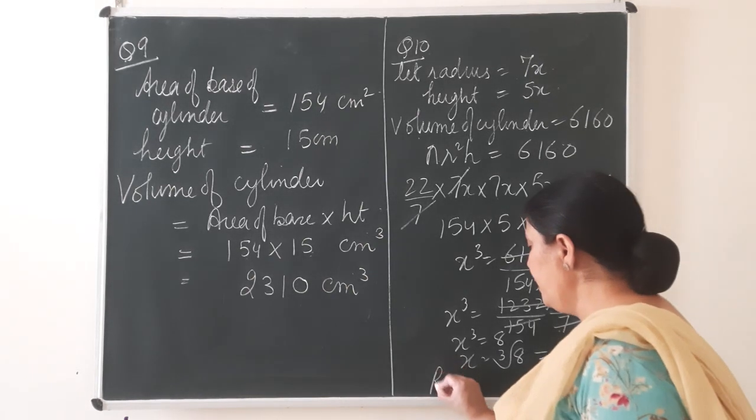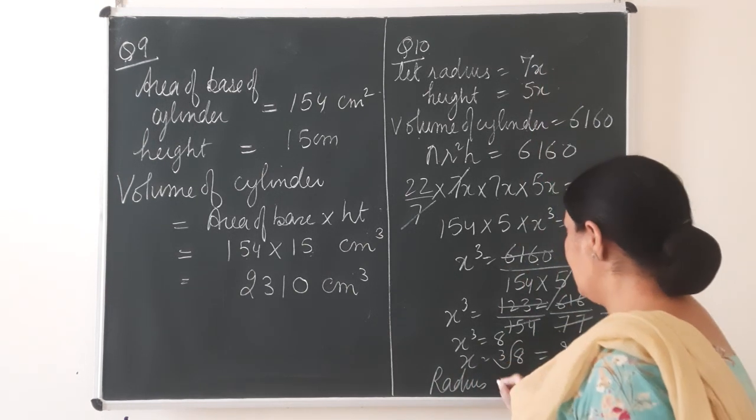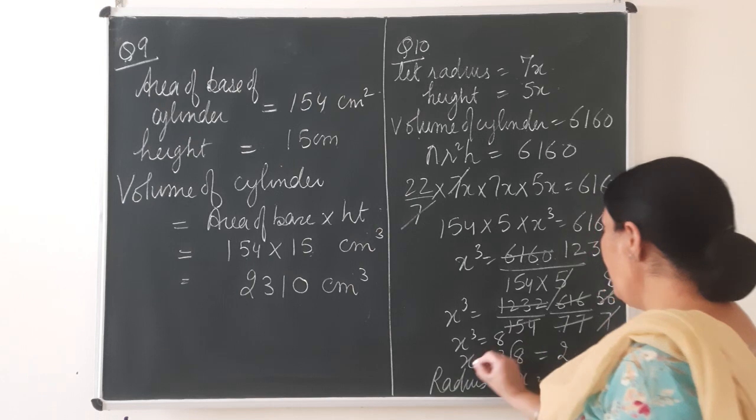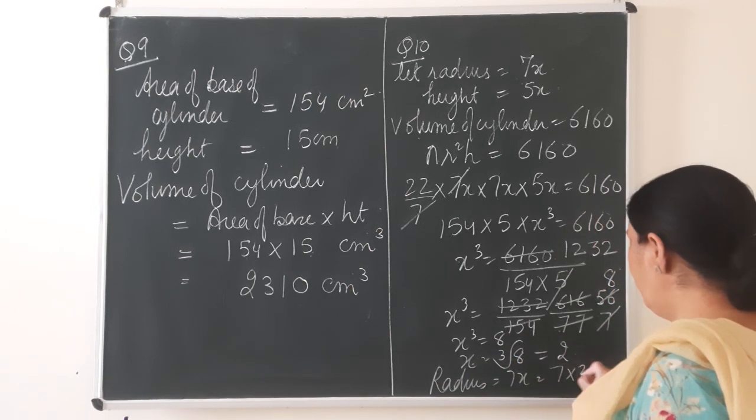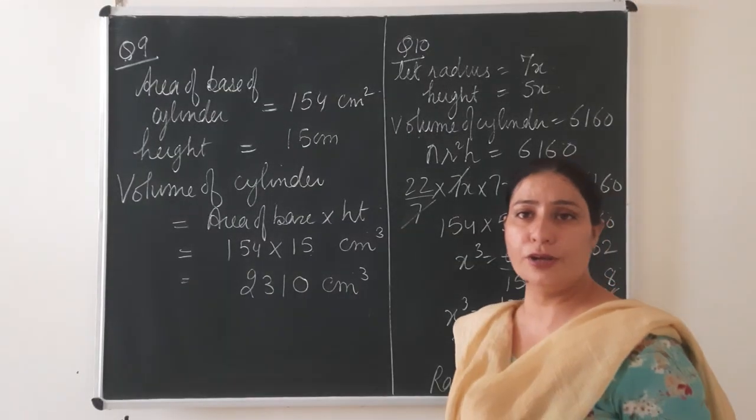Now when you get x equal to 2, you have to find the radius. What was your radius? You took your radius to be equal to what? 7x. And now your x is 2, so 7 into 2 is equal to 14 centimeter. So the radius is equal to 14 centimeter.